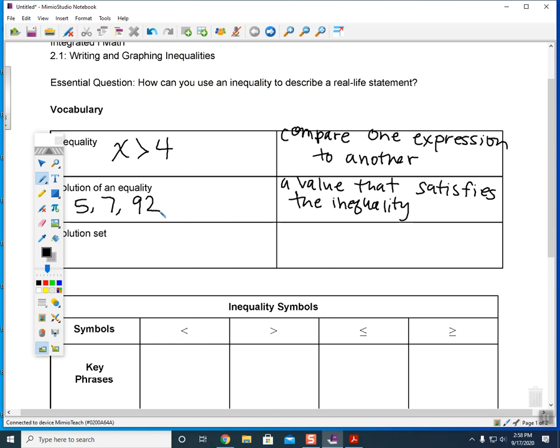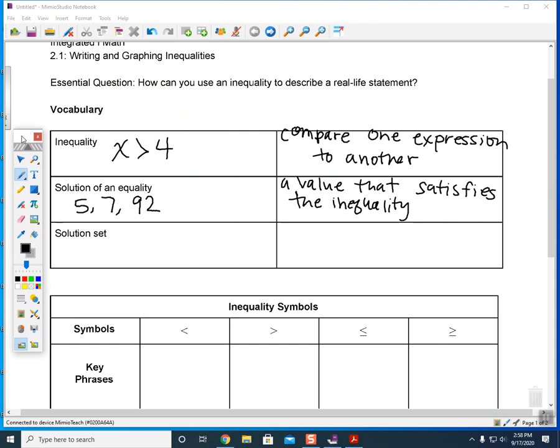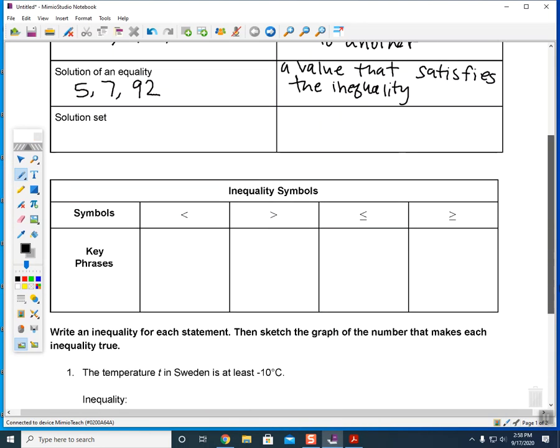I'm going to try to recalibrate this here quick because it wasn't quite doing what I wanted it to. Let's see if this helps. Okay. So that is, let's move this over. That is the solution of an inequality.